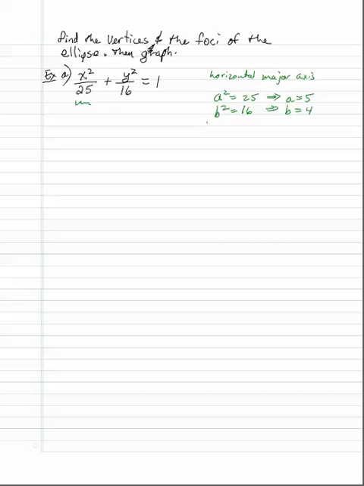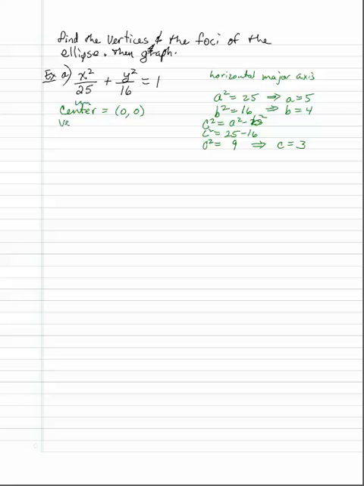And then I know that C squared equals A squared minus B squared. So that's 25 minus 16, which is 9. So that tells me that C is 3. So C is 3, A is 5, B is 4. Alright, so now I know that the center is 0, 0.